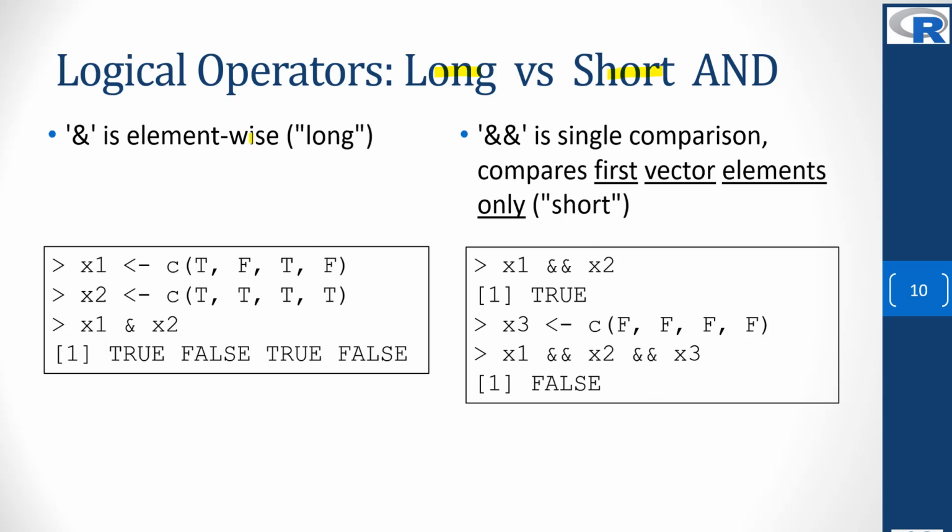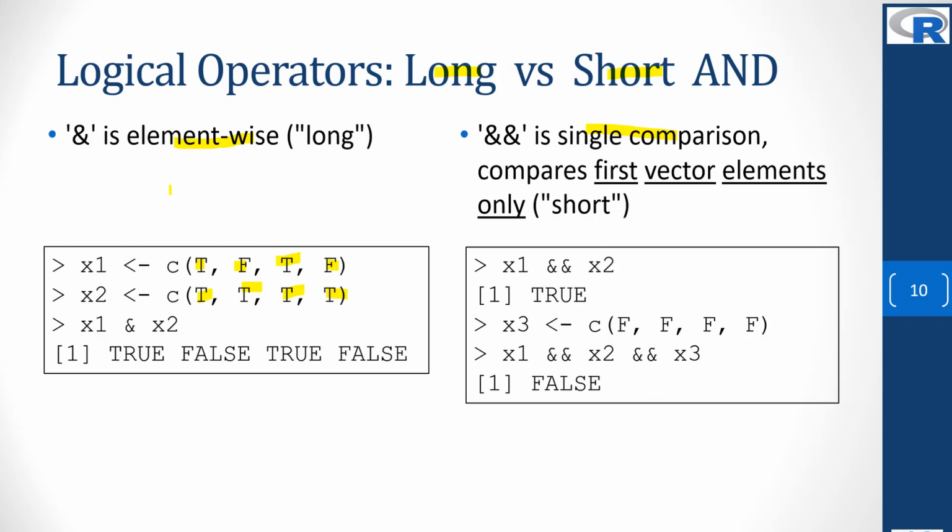The long AND is element-wise, which means it looks at all the elements in the expression in the vectors. The short AND is a single comparison, and it only looks at the first elements. The easiest way to look at an example here is just to use logical values and do the comparisons with those. We've created a vector here of logical values true, false for x1, then all true for x2.